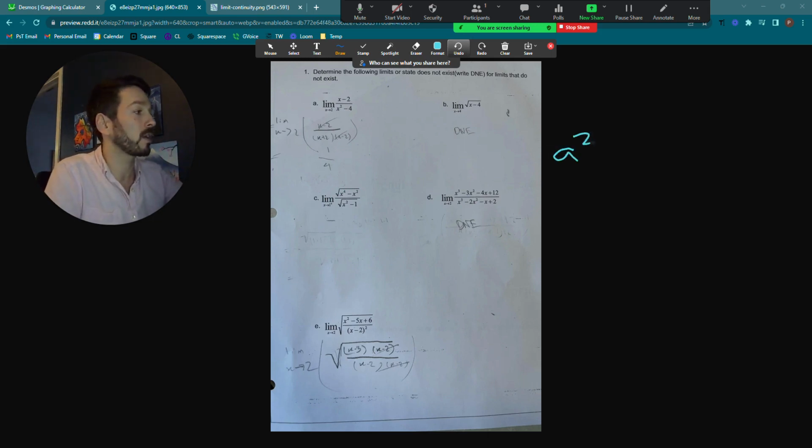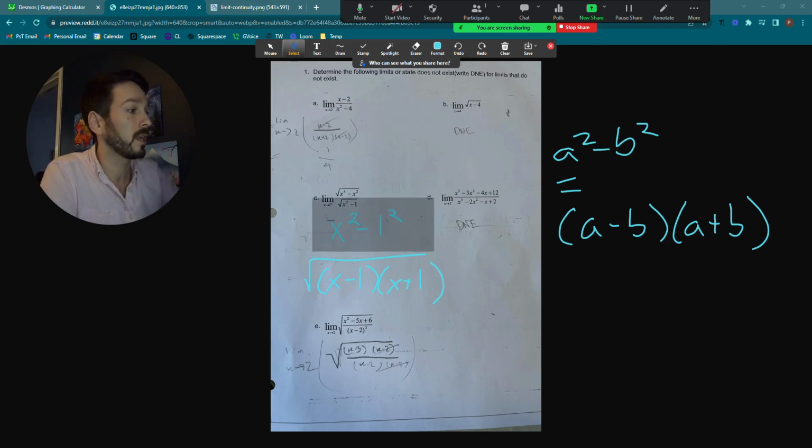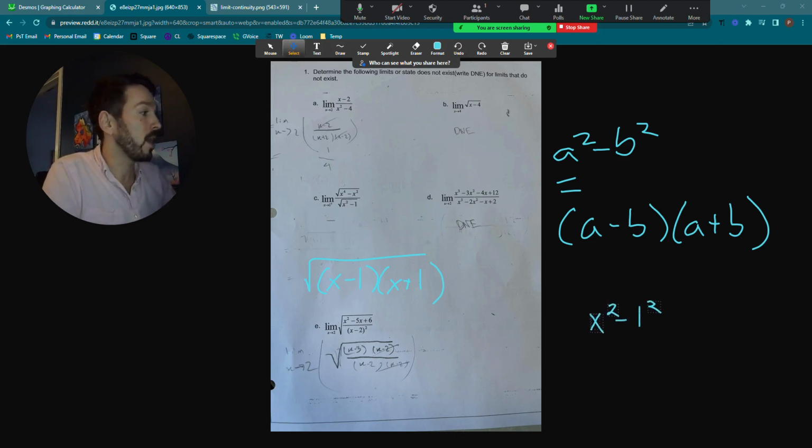So if I have a squared minus b squared, that is the same thing as a minus b times a plus b. Okay, that's a difference of squares. So this is, on the bottom, x squared minus 1 squared, okay? And so I can factor the denominator to be x minus 1, x plus 1. Now, you didn't absolutely have to do this, but I think it's worth doing. I think it's worth noting. So we did. Now, we should also factor the top, but this might be a little bit more challenging.